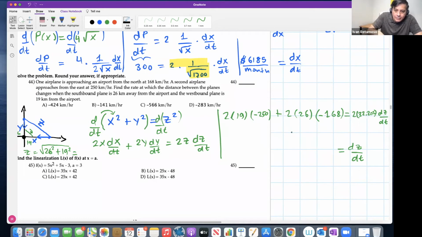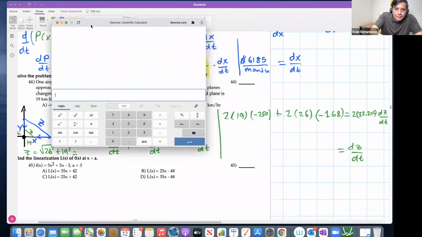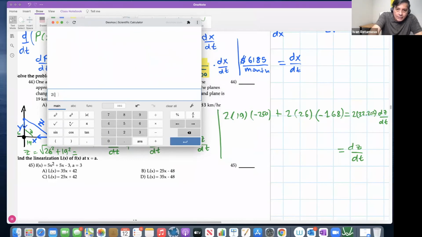How you do that, Professor? Well, let me show you, right? Let's try to work efficiently, guys. In your scientific calculator or in our Desmos calculator, you have to do this. Times negative 250 plus 2 times 26, right? Times negative 168. The negative sign is important, guys, right?